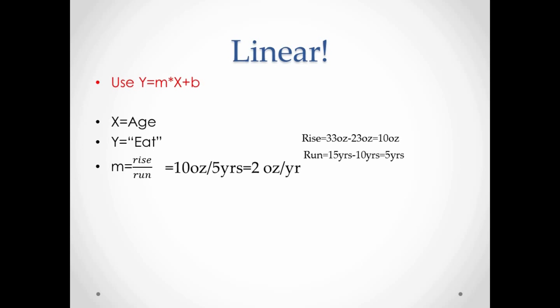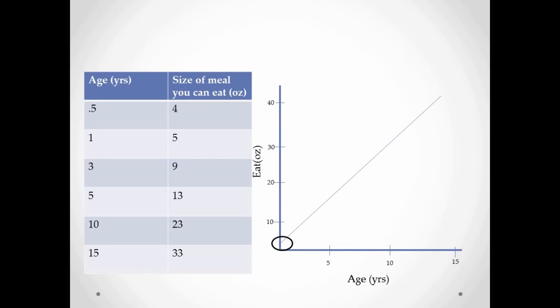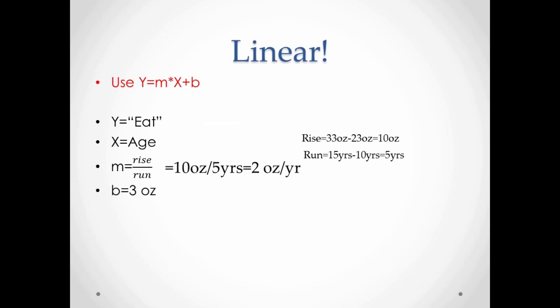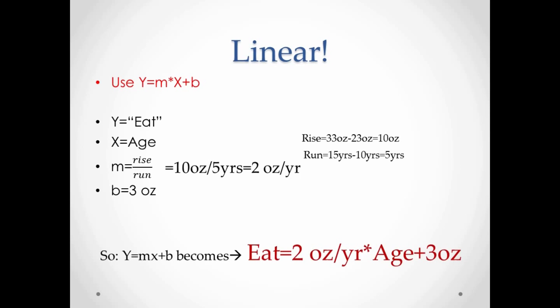The line looks like it crosses the y-axis at about 3 ounces. If we look here, it's less than 5, about 3 ounces. So we'll say that the y-intercept is 3 ounces. Plugging all these into our equation, instead of saying y equals mx plus b, we plug in all of our values. That y is eat, the m is 2 ounces per year, the x is age, and our b is 3 ounces. So the amount you eat is equal to 2 ounces per year times your age in years plus 3 ounces.